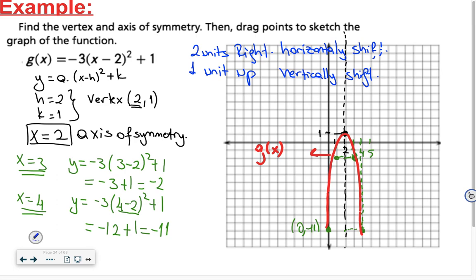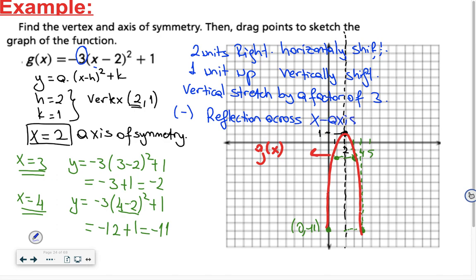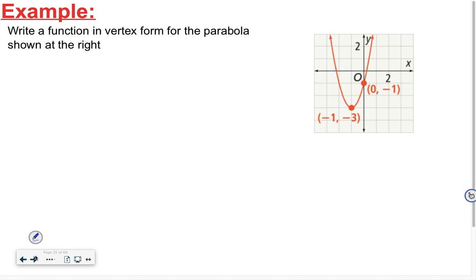In addition to this, because you are multiplying the output by 3, you are going to get vertical stretch by a factor of 3. Most of the students are going to be confused, most probably. What about the negative sign? Negative sign represents reflection across the x-axis. That's why your function is going to be downward. That's all. Let's see the next question.